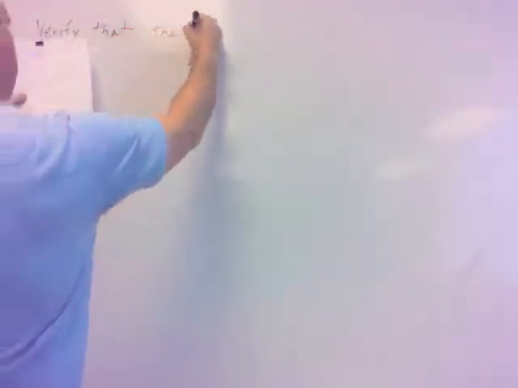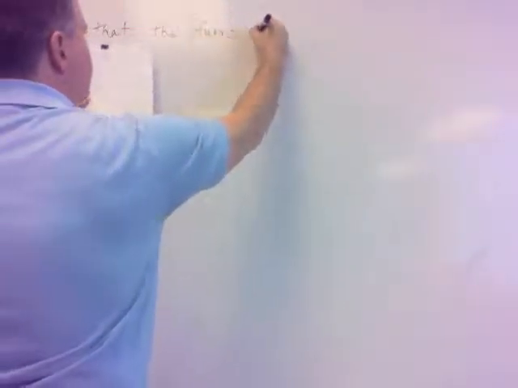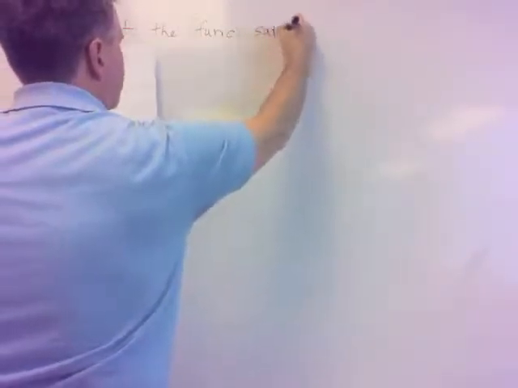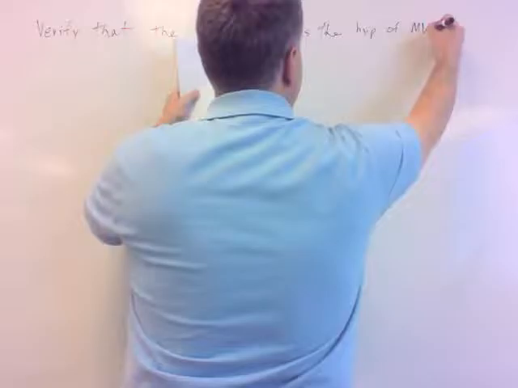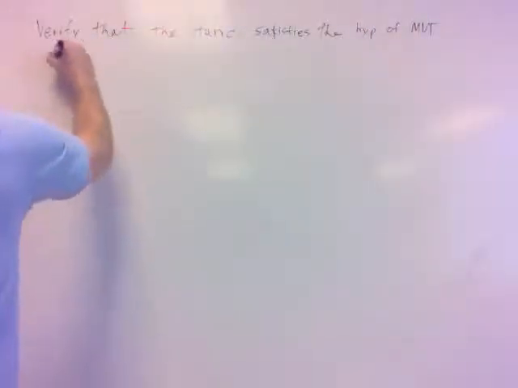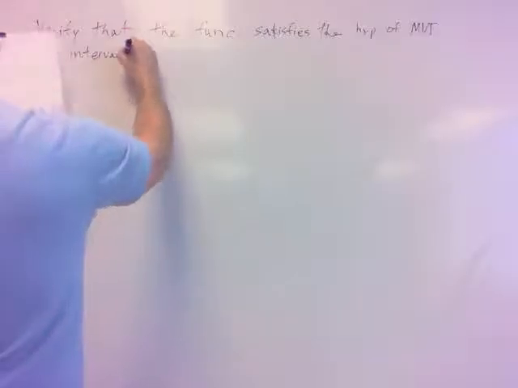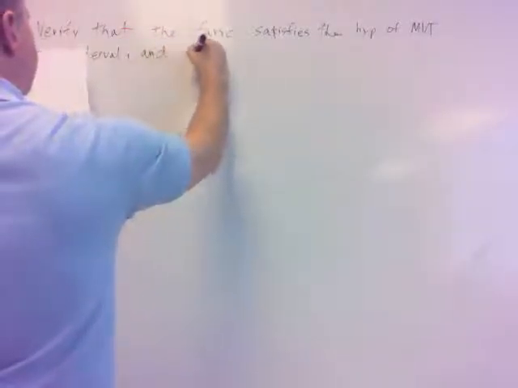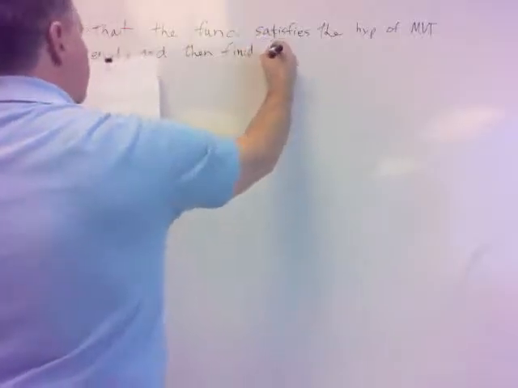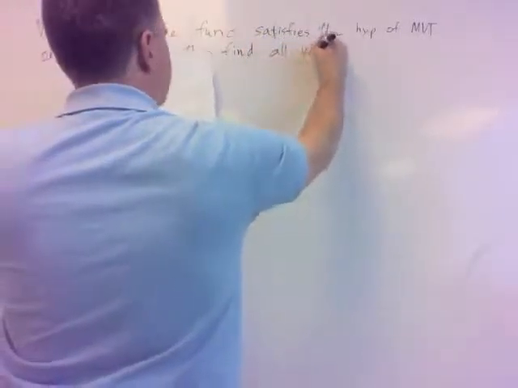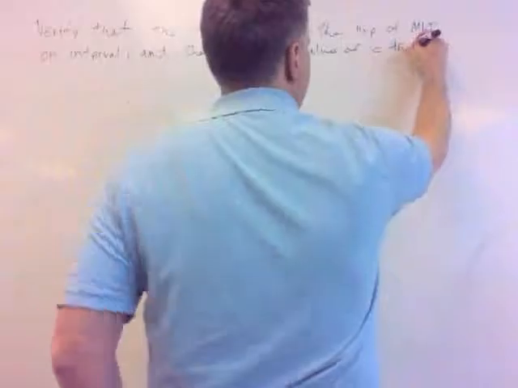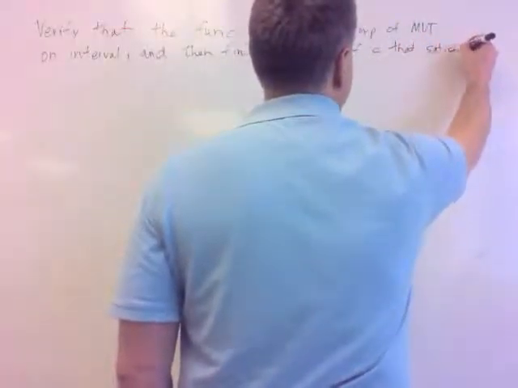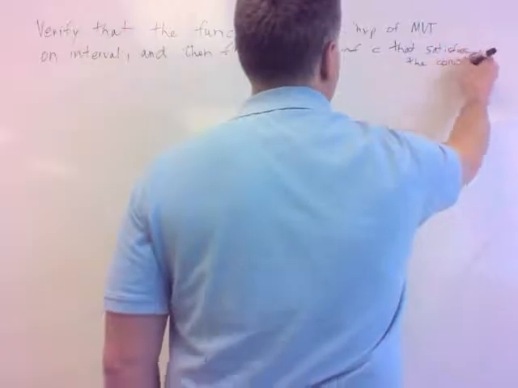Verify that the function satisfies the hypotheses of the mean value theorem on the interval, and then find all values of C that satisfy the conclusion. Sound familiar? That's what we did with Rolle's theorem, wasn't it? Same idea.